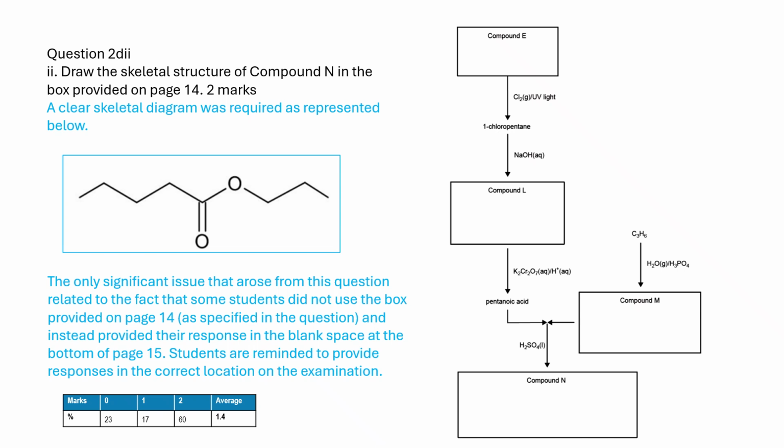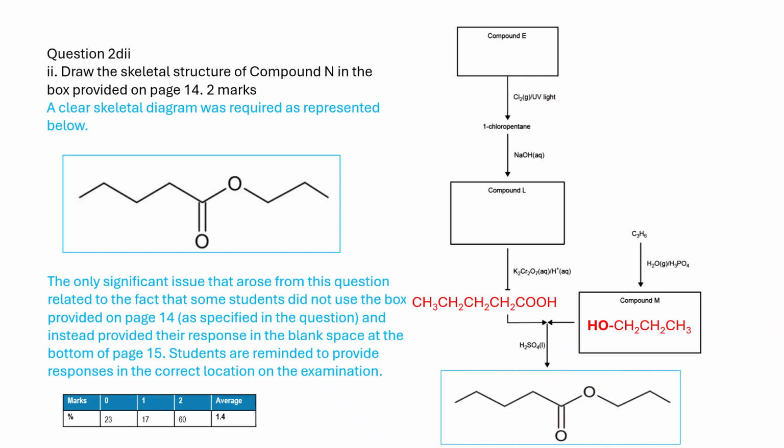Pentanoic acid and propan-1-ol condense to form compound N. Compound N is an ester called propyl pentanoate. This name tells us it's made from propan-1-ol, giving the propyl part, and pentanoic acid.